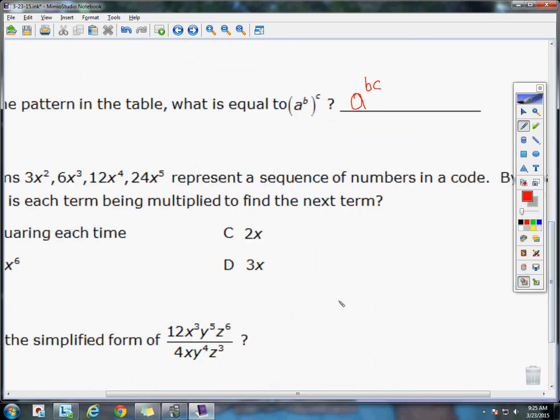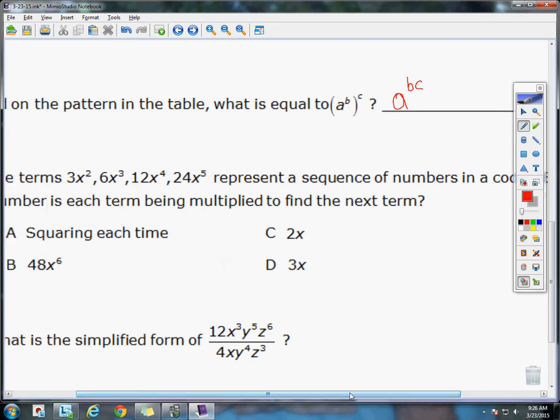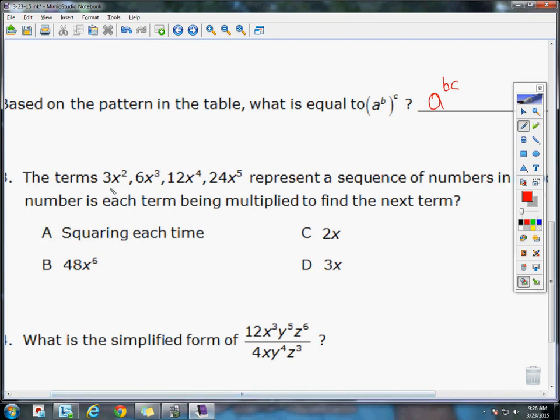Okay, number 3, it says the terms 3x squared, 6x cubed, 12x to the fourth power, and 24x to the fifth power represent a sequence of numbers in a code. By what number is each term being multiplied to find the next term? This one is fairly easy because if you just look, you have to do 3 times 2 to get 6, 6 times 2 to get 12, 12 times 2 to get 24.